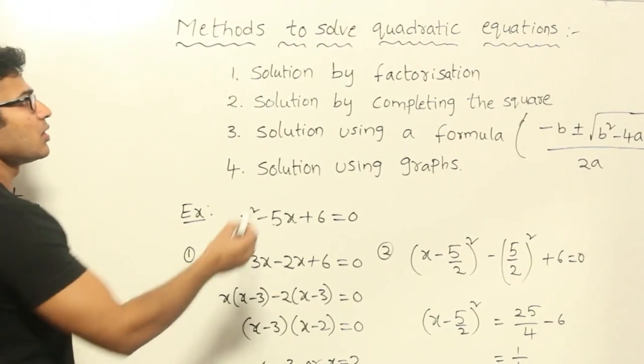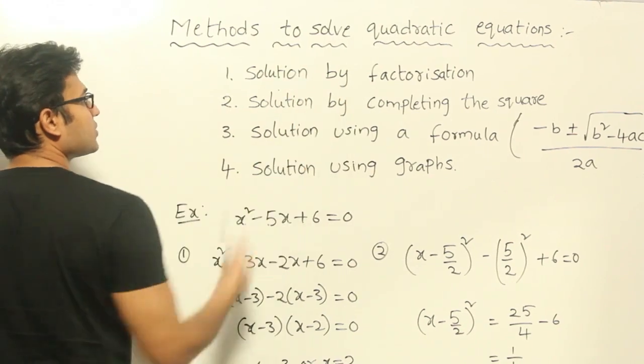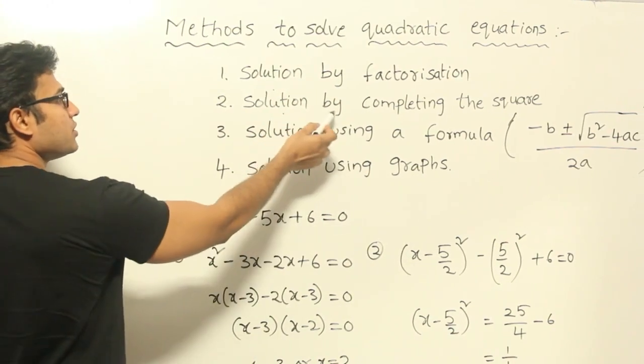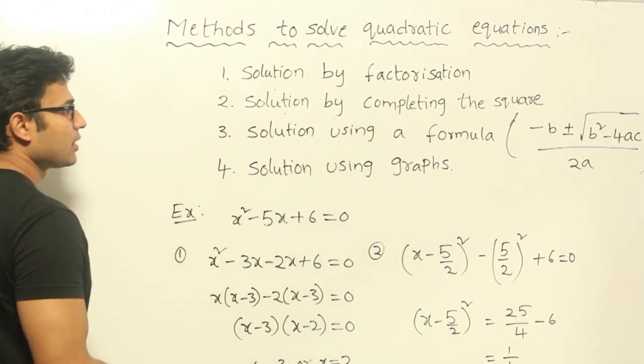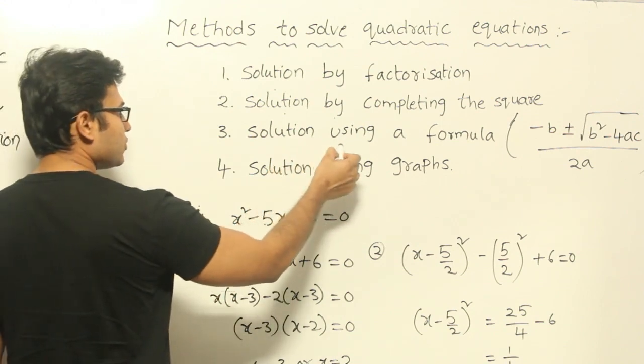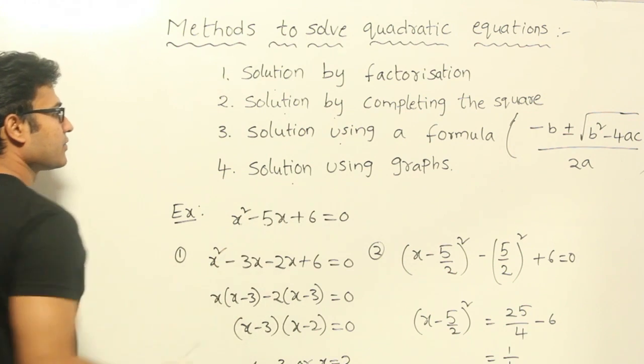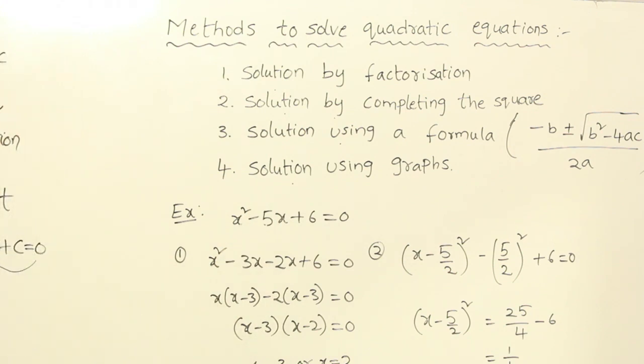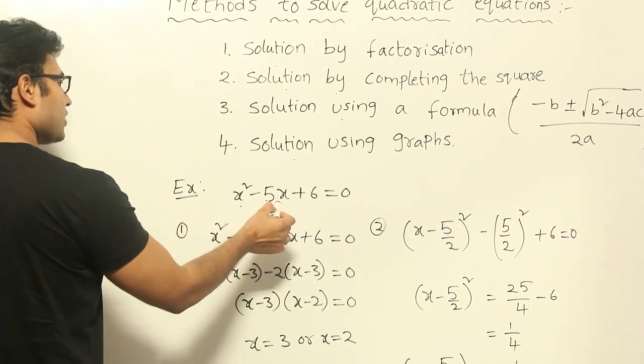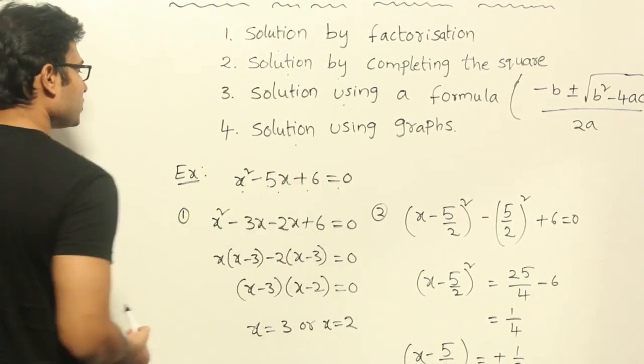Now the first method is called solution by factorization. Second method, solution by completing the square. Third method is solution using a formula. Fourth method is solution using graphs. So I'll take an example and explain what each method does. Now if you observe this one, x square minus 5x plus 6 equal to 0.